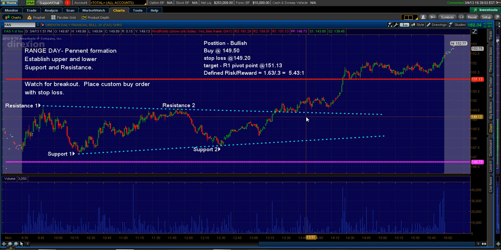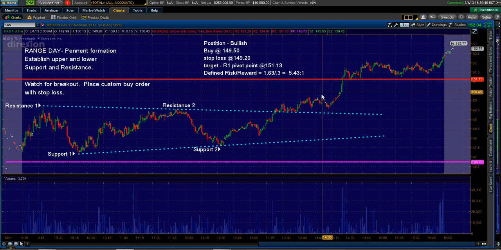As you can see, I extended that resistance line out, and that's pretty much what it landed on, 149.20. So I said, okay, if it gets me in the position and goes against me, it'll basically not break the rules of that breakout at 149.20. But if it goes in the direction that I'm hoping it would go when you have a pennant breakout, it'll get us in at 149.20 or 149.50. And my target for that was going to be the resistance 1 pivot point at 151.13.